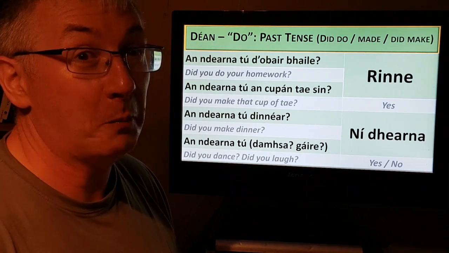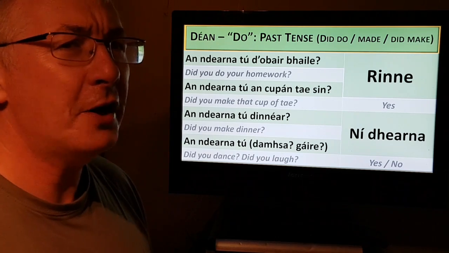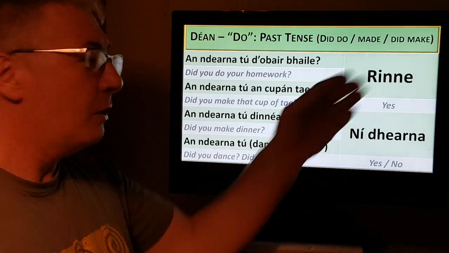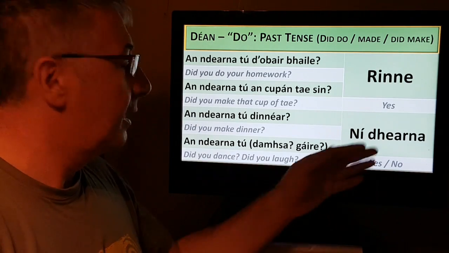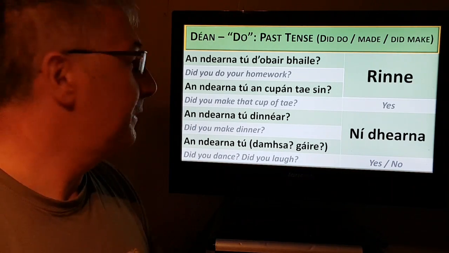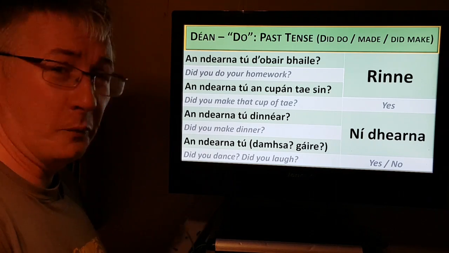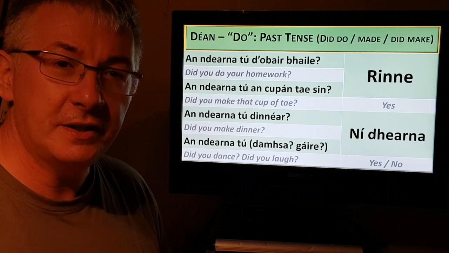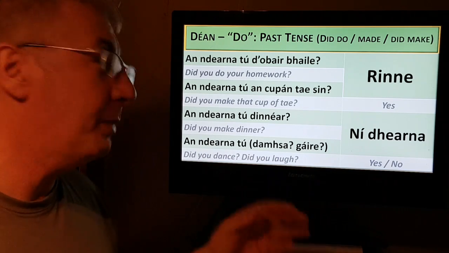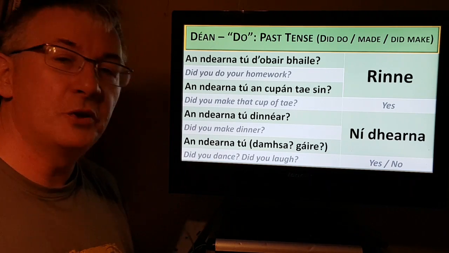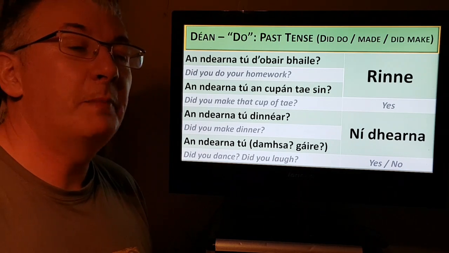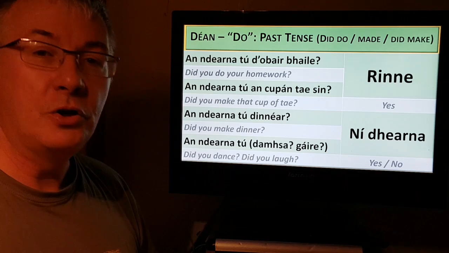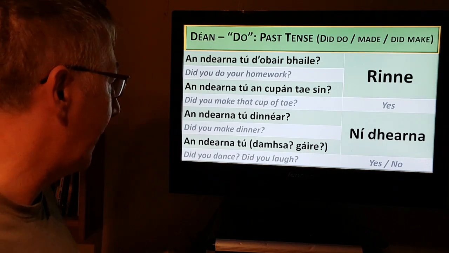So if somebody said they were making a cup of tea and you were sort of wondering where it is, yarna to an cup of tea sin? Did you make that cup of tea? Rin. It's over there. Ní yarna. I was busy. Ní yarna. Okay? No. Yarna to ginger? Did you make dinner? Sometimes you use the word ray there, but I just want to keep it simple here for now. Yarna to ginger? Did you make dinner? Rin. Yes. Ní yarna. No. In other words, I didn't do or make.